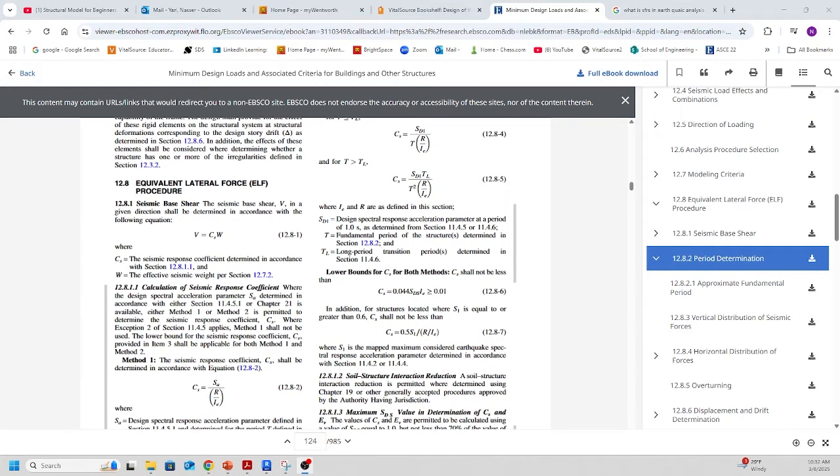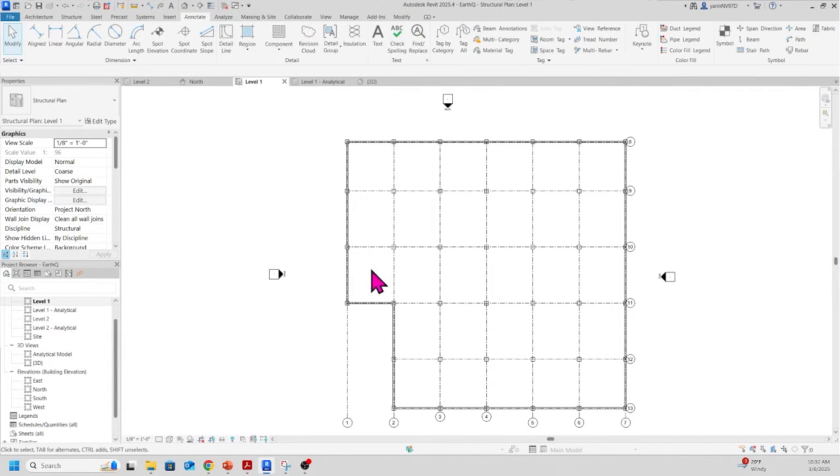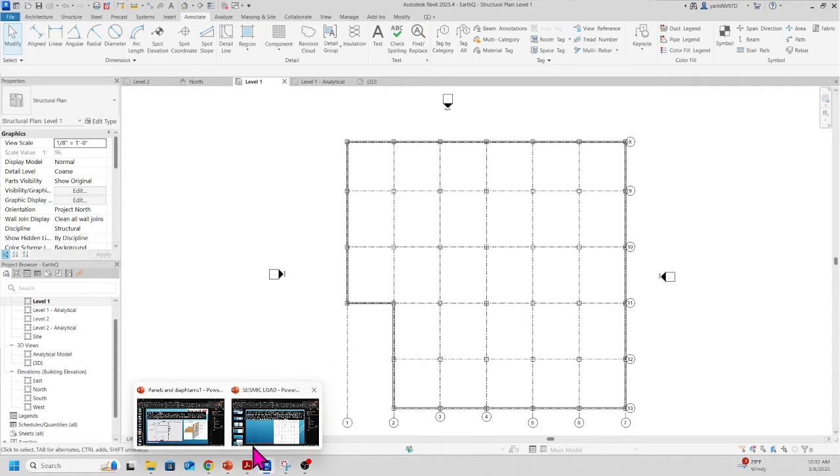In this lecture, we're going to do some seismic design, earthquake design. Let me bring in my Revit model right here. Okay, we've got this 5-story building with 20-inch by 20-inch concrete columns, and we're going to do some seismic design on this. Actually, let me go to the PowerPoint itself too.